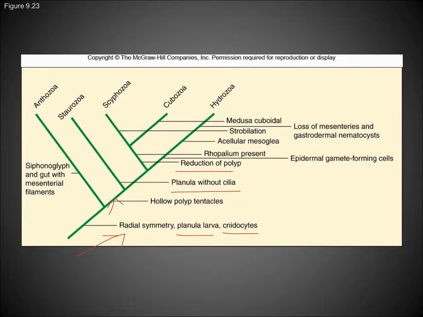And then we start to get into groups that have a reduction of the polyp. So the Scyphozoa and the Cubozoa spend the majority of their life at the medusa stage. And then we have up here our hydrozoans that have a lot of different characteristics. We have a loss of mesenteries, and we also have a loss of gastrodermal nematocysts.